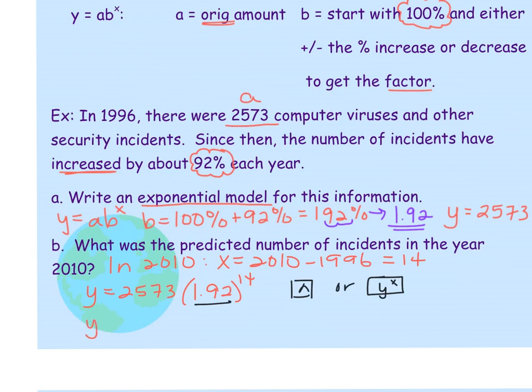We get quite a significant amount. Rounding rules for this, we would round this up to the nearest whole number since we're not going to have a portion of a computer virus. So if we type in 2573 times 1.92 raised to that 14th power, I got approximately 23,804,836 if we round to the nearest whole number. And I would label this incidents because that's going to take care of the viruses and other security incidents. So that's how we'll label our answer. Quite a change from when it first started.